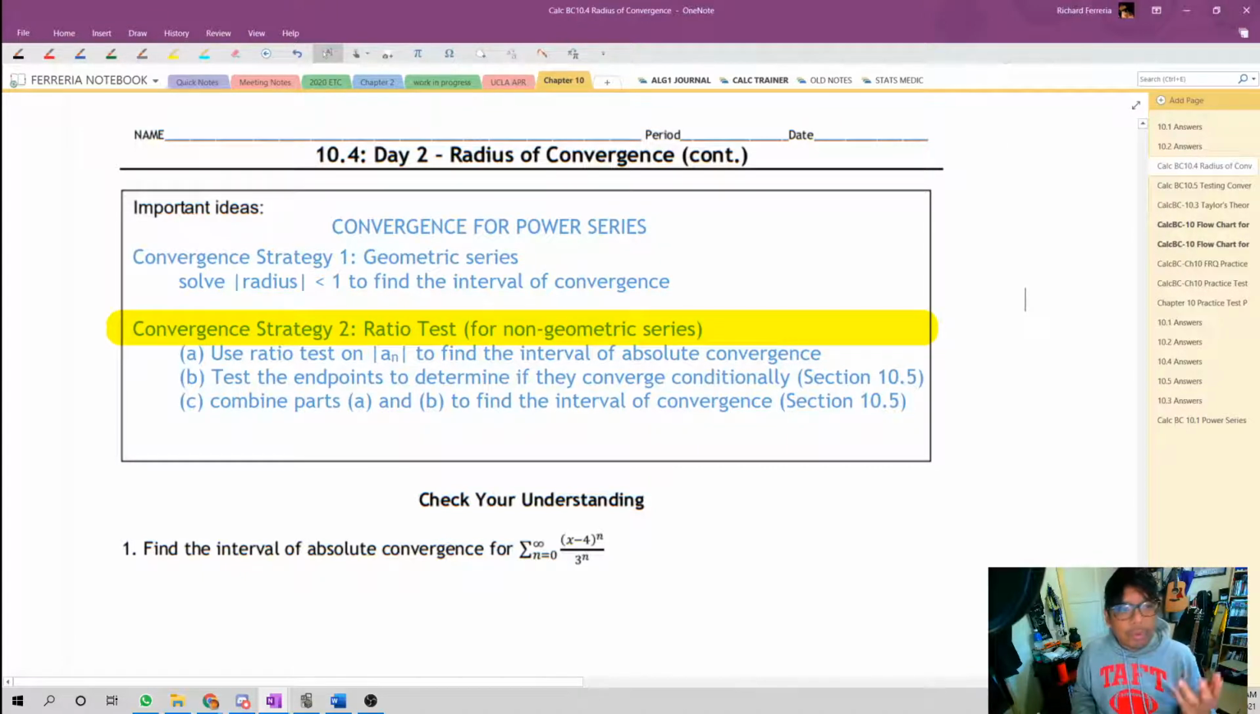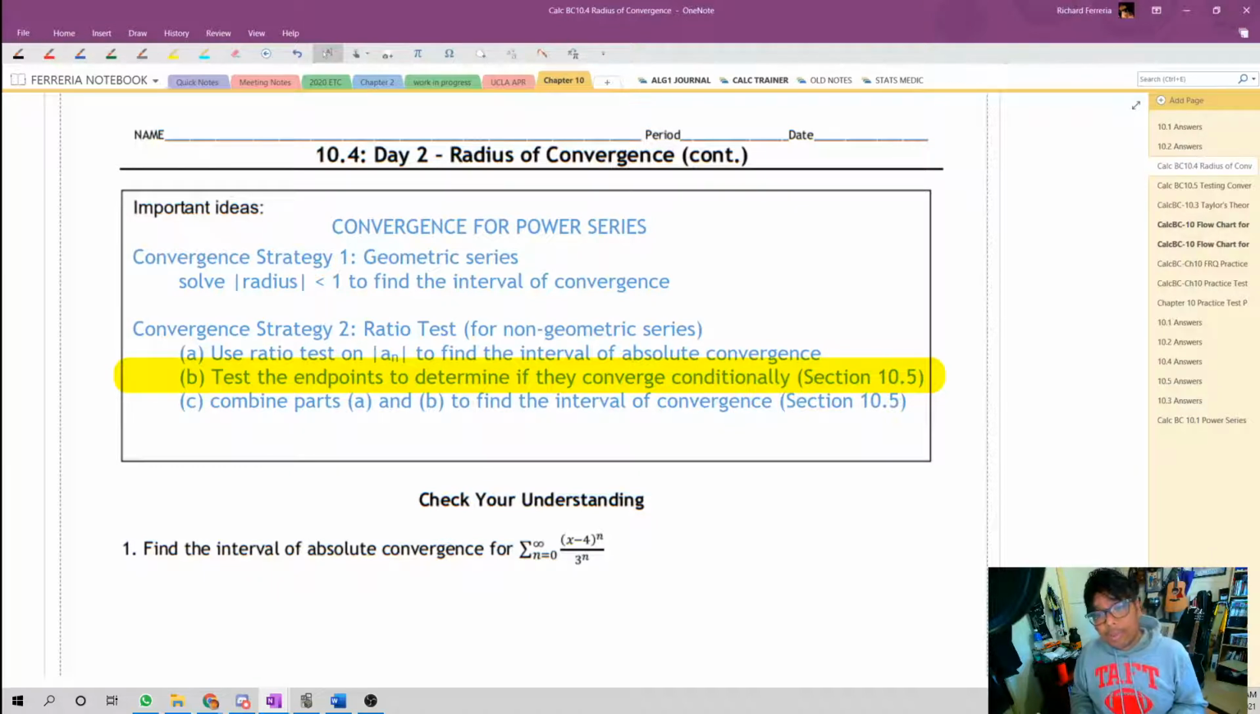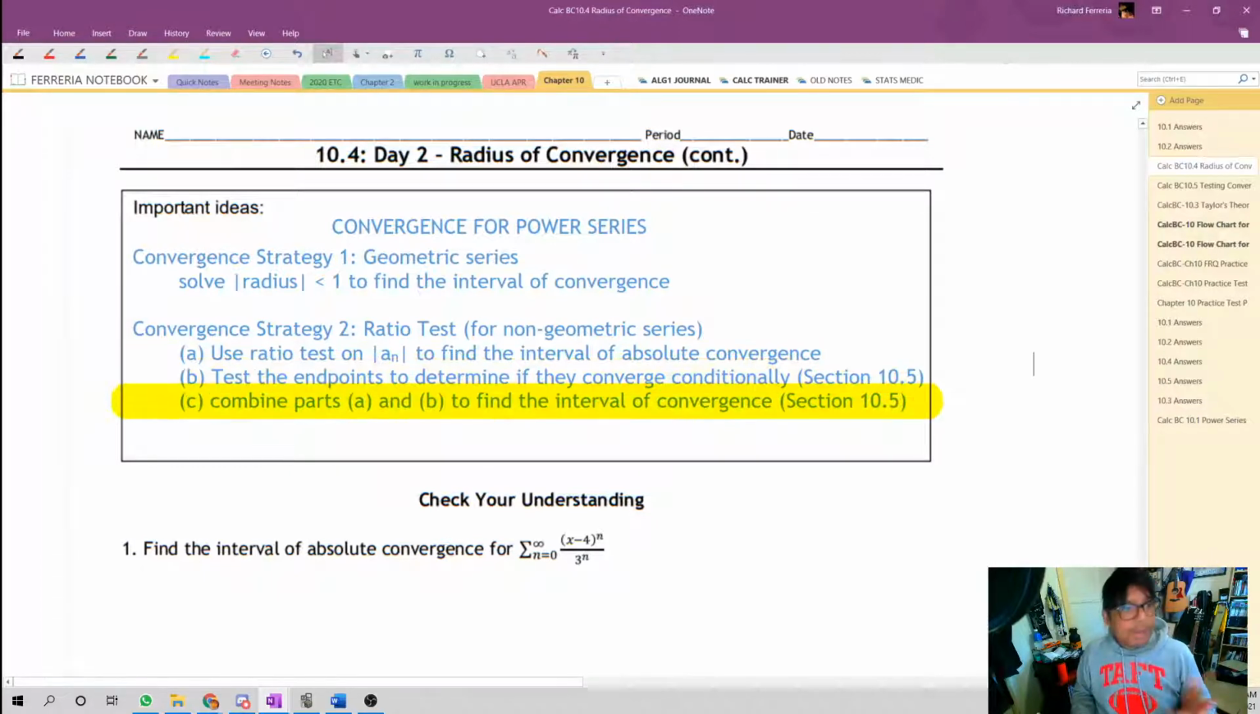The next is for a non-geometric series, and in a non-geometric series we use the ratio test. There are 3 things you need to do here. The first part, which is the part we did today, is to find the interval of absolute convergence by using the ratio test on the absolute value of the general term. Then you're going to test the endpoints to determine if they converge conditionally, and that's what we're going to do in section 10.5. Once you have the interval of absolute convergence and the conditional convergence of the endpoints, you're going to combine those 2 things together to create just the interval of convergence. That's also going to be in section 10.5.